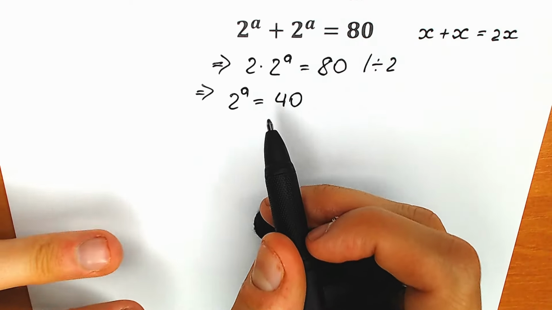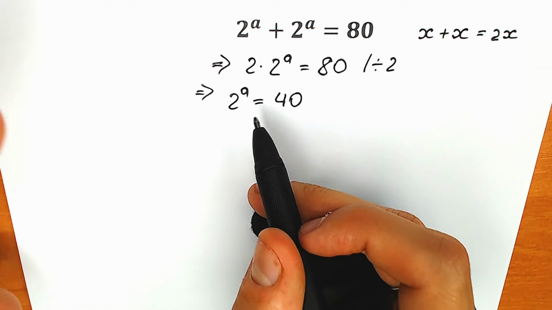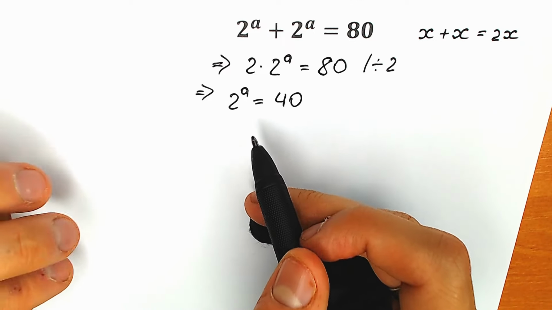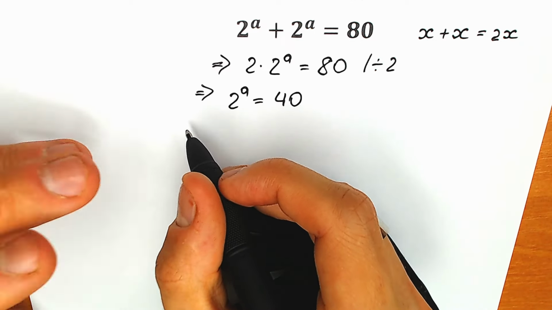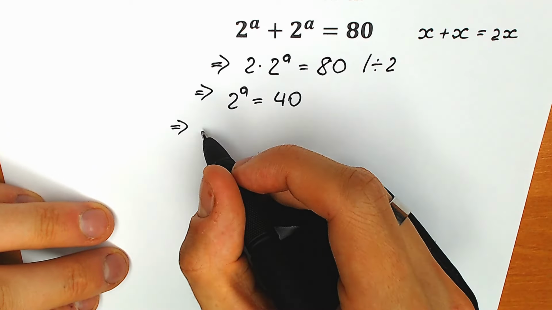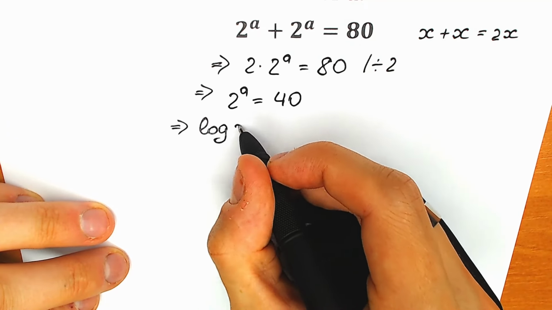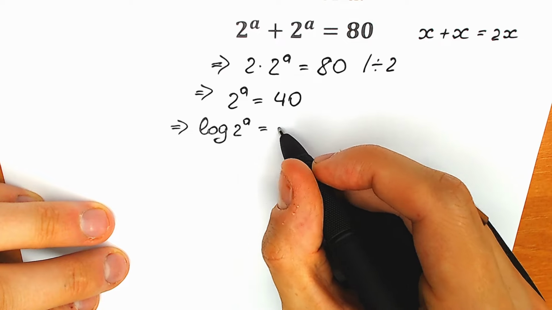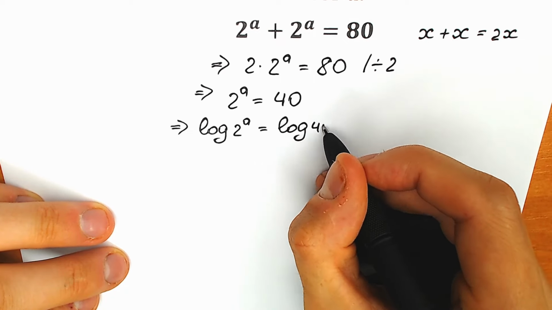At first sight we could think of solving it as a quadratic equation, but no, we have only a power, so we can easily apply natural log on both sides, or log, it doesn't matter. This is up to you. I suggest you apply a log on both sides. So we have log of 2 to the power a equal to log 40. Okay, this is our expression.